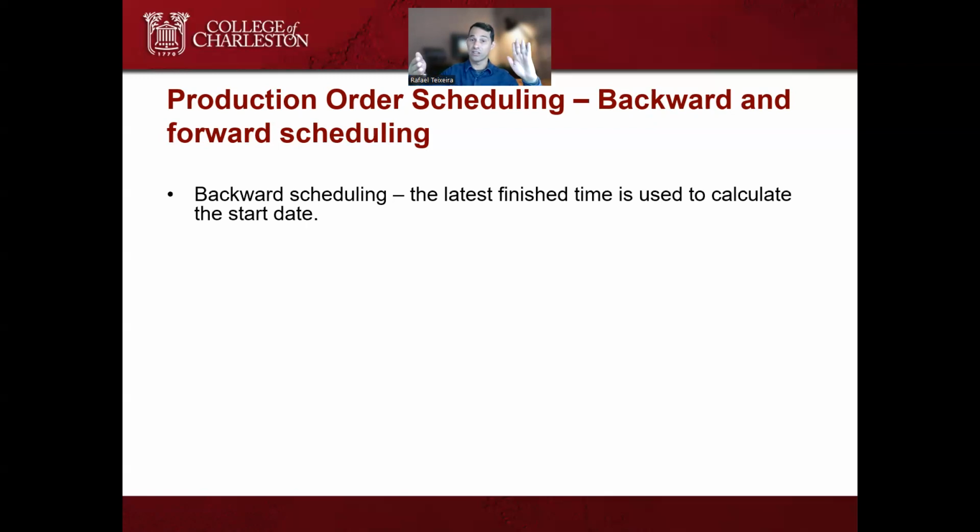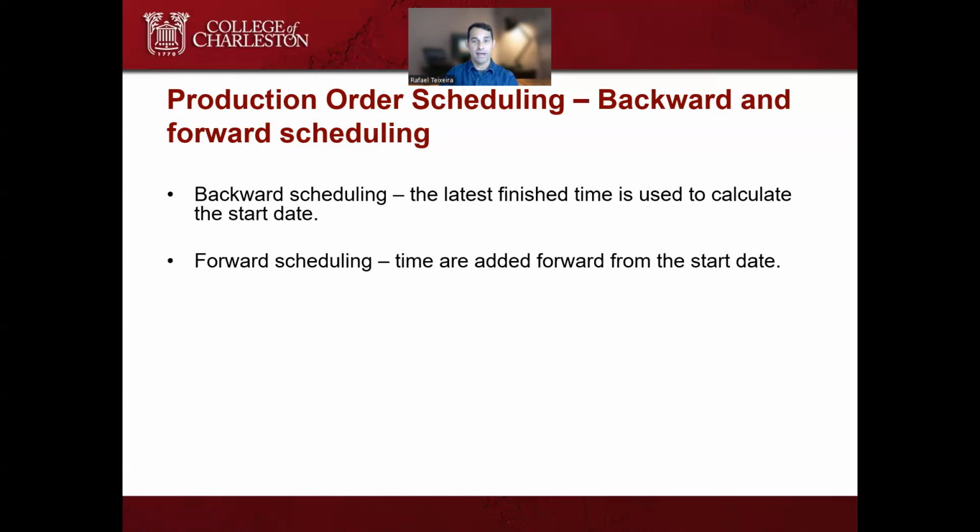That's backward. Forward scheduling is time added forward from the start date. So we're going to start producing today, then it takes some time to process. It's going to be ready Sunday, then goes to the distribution center on Sunday night to go to the truck on Monday morning, and that's adding up to know when it's going to be ready. So we can tell customers, you're going to get your products next Thursday, next Wednesday, and so on.